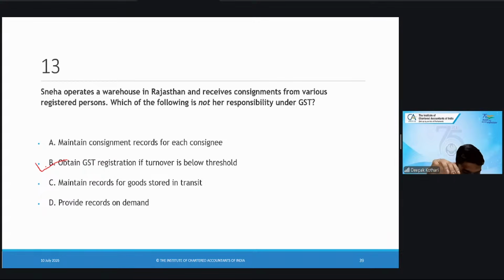She has to maintain consignment records. She has to maintain records of goods stored, provide records, but obtain registration is not her responsibility.